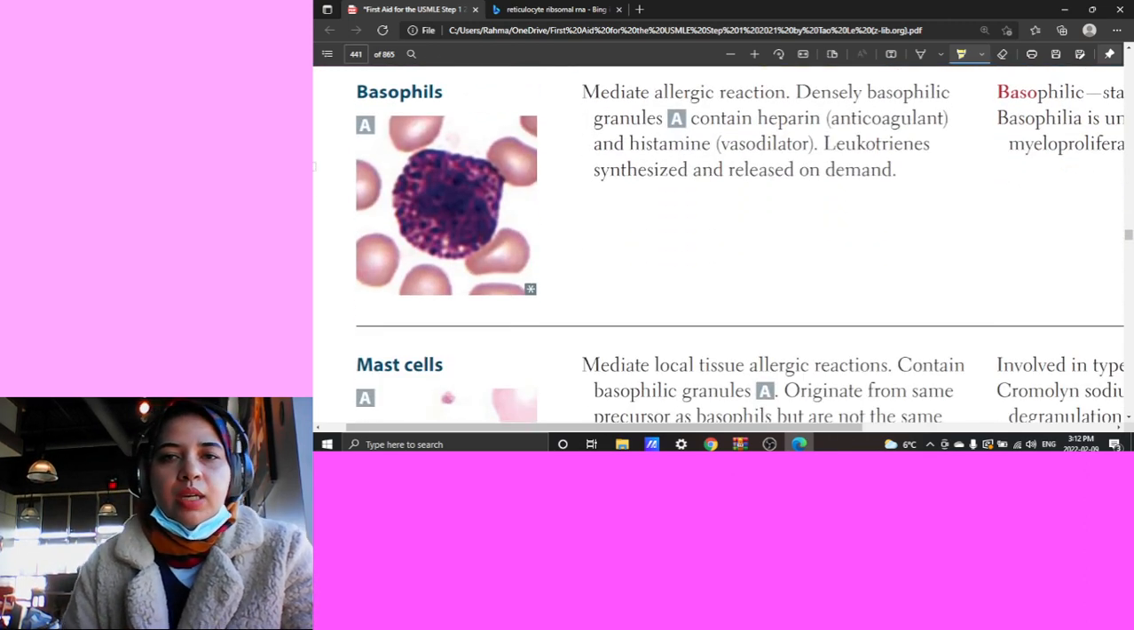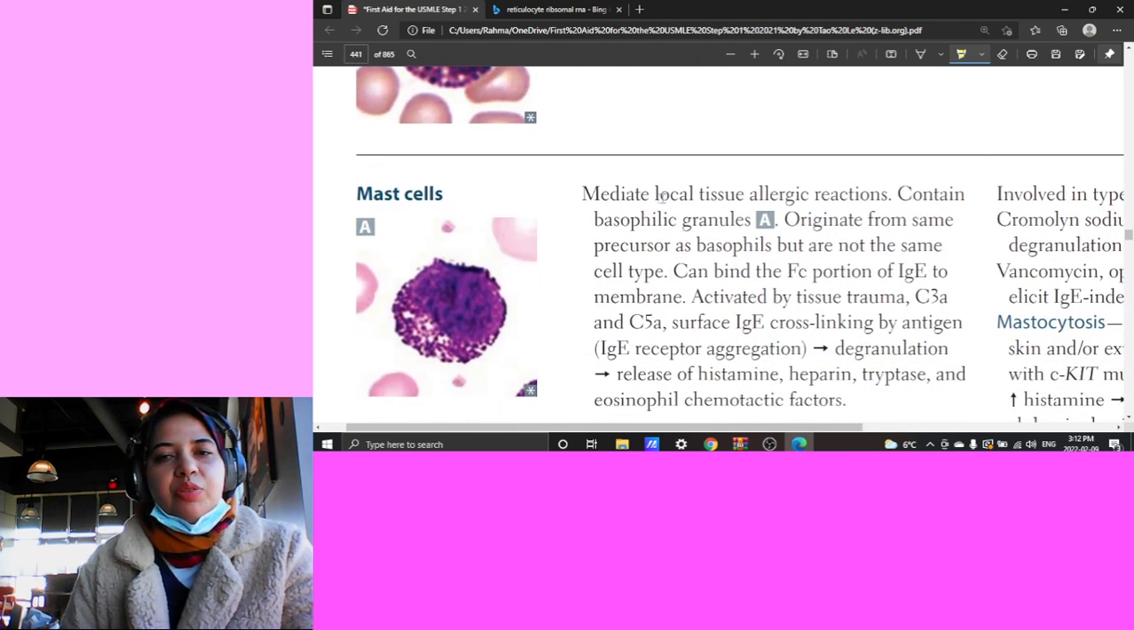That's very important. Next are basophils and mast cells. These cells are very similar to each other. They tend to be involved with the allergic reaction process. Basophils contain heparin and histamine, and that's involved in the allergic reaction. You have mast cells, which are very important. They are also associated with allergic reaction.